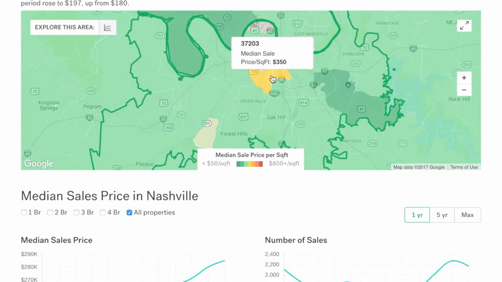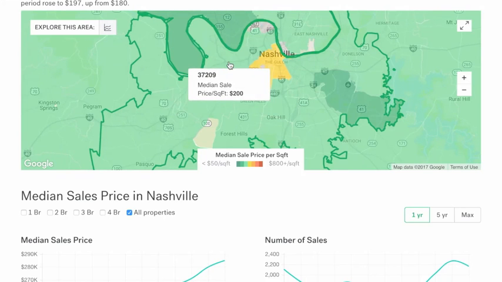Right there, 37203. So if I'm looking at a deal that's 2,000 square feet in that zip code times 350, that's a $700,000 home. Because I'm taking 2,000 square feet times $350 a foot to give me 700,000.